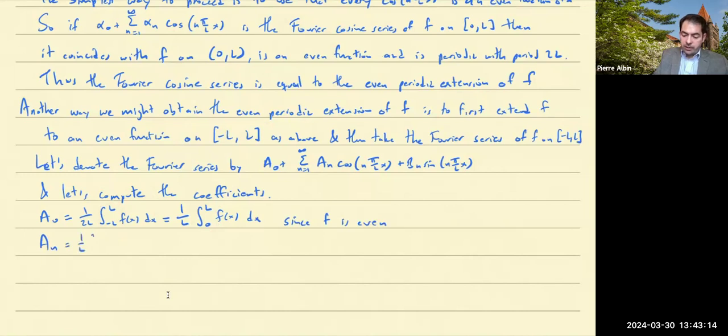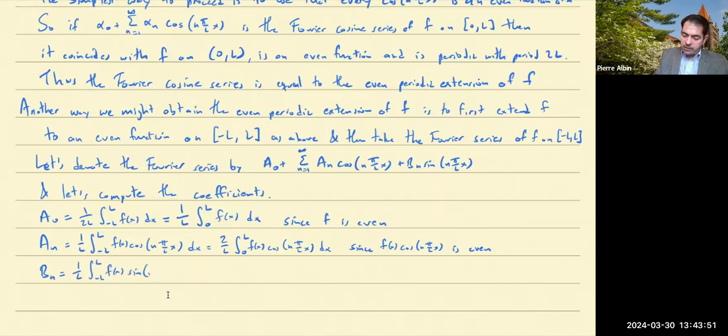An is 1 over L times the integral from minus L to L of f of x cosine n pi over L x dx. This would be 2 over L times the integral from 0 to L of f of x cosine of n pi over L x, since f of x times cosine n pi over L x is an even function. And then Bn, 1 over L times the integral from minus L to L of f of x sine of n pi over L x dx, is equal to 0, since f of x times sine of n pi over L x is odd. And we saw that if you integrate an odd function over an interval symmetric around the origin, you always get 0.